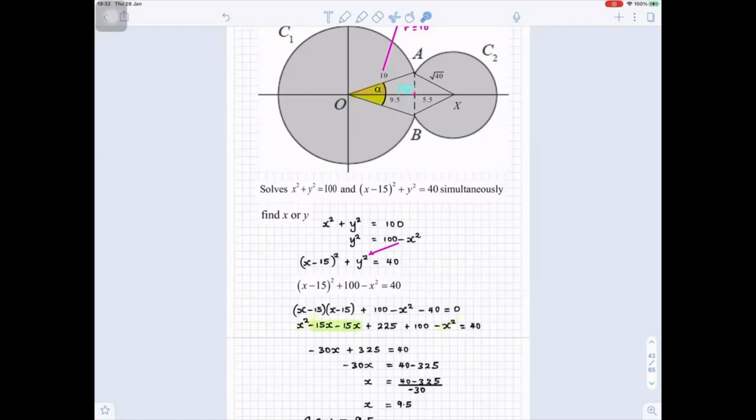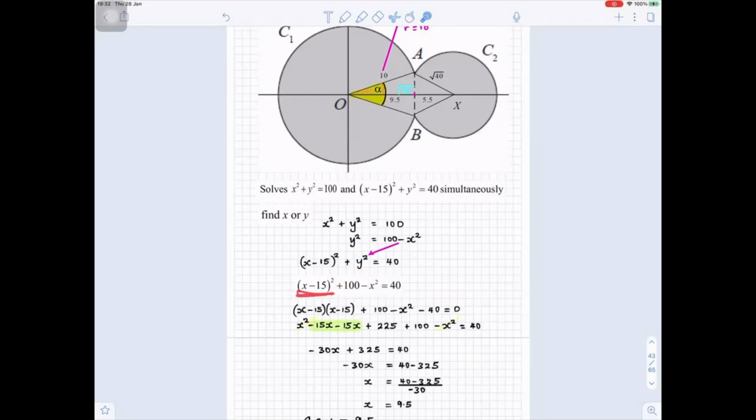So we have the first circle, x squared plus y squared equals 100. So we'll rearrange it to make y squared the subject. So y squared is 100, take the x squared to the right hand side. So y squared is 100 minus x squared. Now we substitute that y squared to replace y squared in the second equation of the circle. So you get x minus 15 all squared plus, instead of y squared, we put 100 minus x squared equals 40. We need to solve this for x.